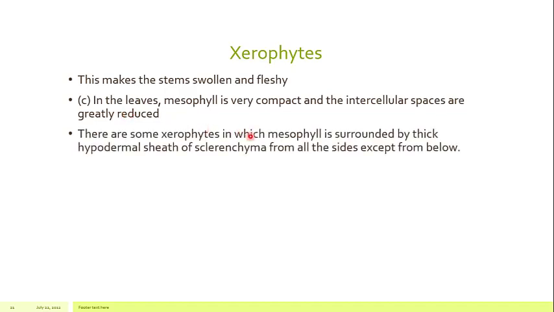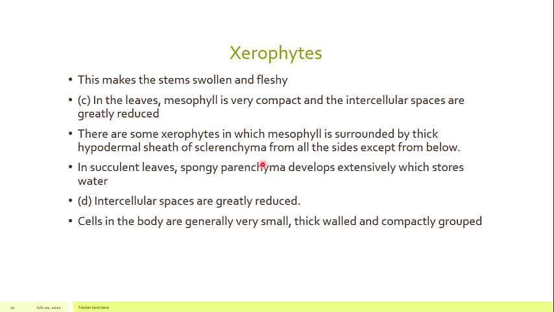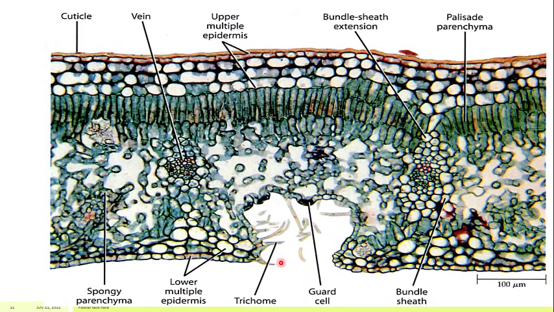There are some xerophytes in which mesophyll is surrounded by a thick hypodermal sheath of sclerenchyma from all the sides except from below. So as far as succulency, reducing the intercellular spaces and all the other anatomical modifications are concerned, they are made to reduce the water loss. Cells in the body are generally very small, thick-walled and compactly grouped, and they may be spherical, rounded or cuboid in shape. So these are all the modifications, and these are all the conditions which we have seen previously.